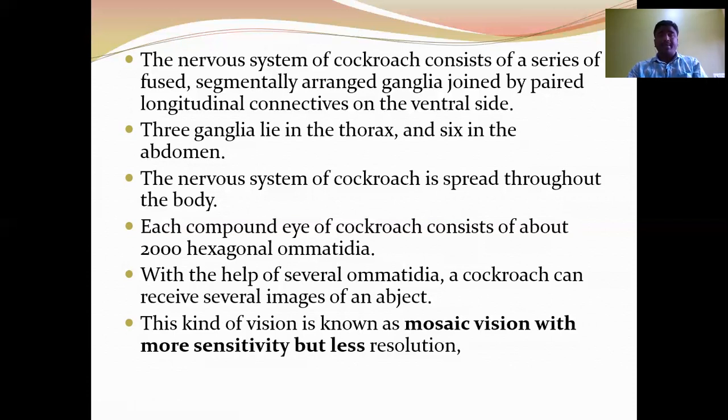Here, compound eyes consist of photoreceptors. Each compound eye is made up of around 2000 ommatidia. These ommatidia are the structural and functional units of the compound eye. With the help of several ommatidia, the cockroach can receive several images of an object at a time. So this kind of vision is known as mosaic vision, with more sensitivity but less resolution.